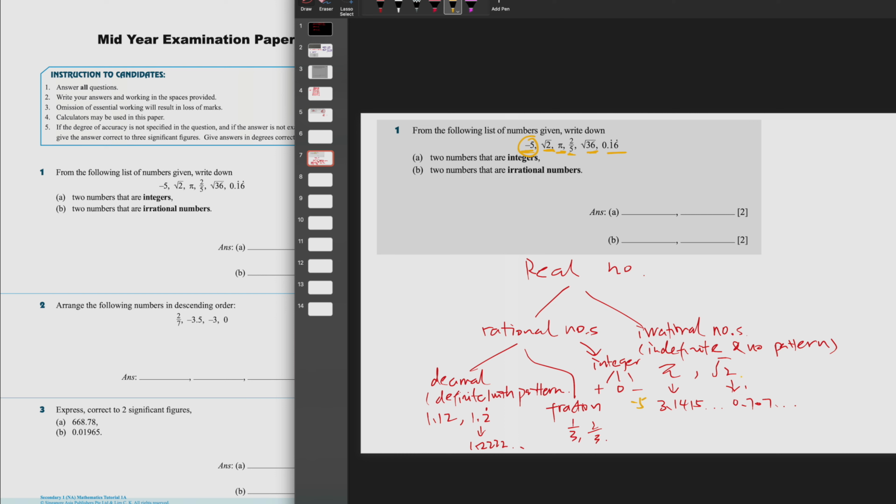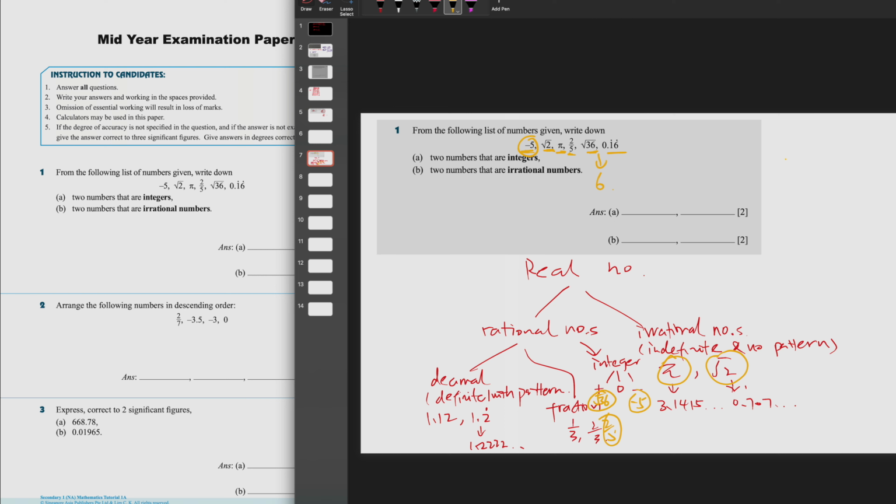So -5 is pretty clear, it's a negative integer. Square root 2, very clear, irrational. Pi, irrational. 2/5 is a fraction, so under here. Square root 36, if you punch your calculator you will get 6. So still you will get a positive 6, which is an integer.